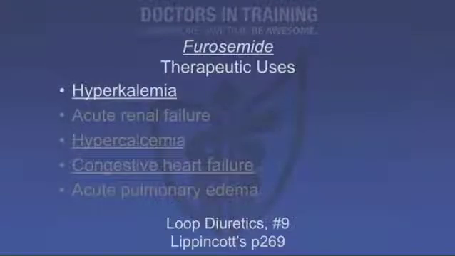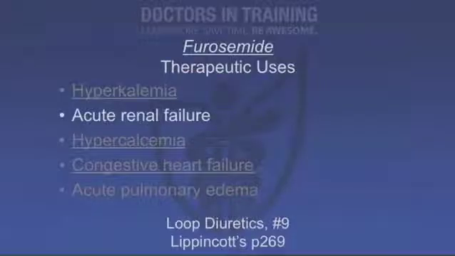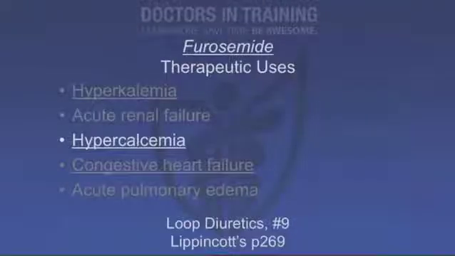The second major clinical use is in acute renal failure. What loop diuretics tend to do is promote an increased rate of urine flow and enhance potassium excretion. The third major clinical use for it, and I want to preface this by reminding everybody here that I haven't talked anything about the actual diuretic effect of these medications. I've specifically talked about their effect on different ions. So the third major clinical use of this medication is hypercalcemia.